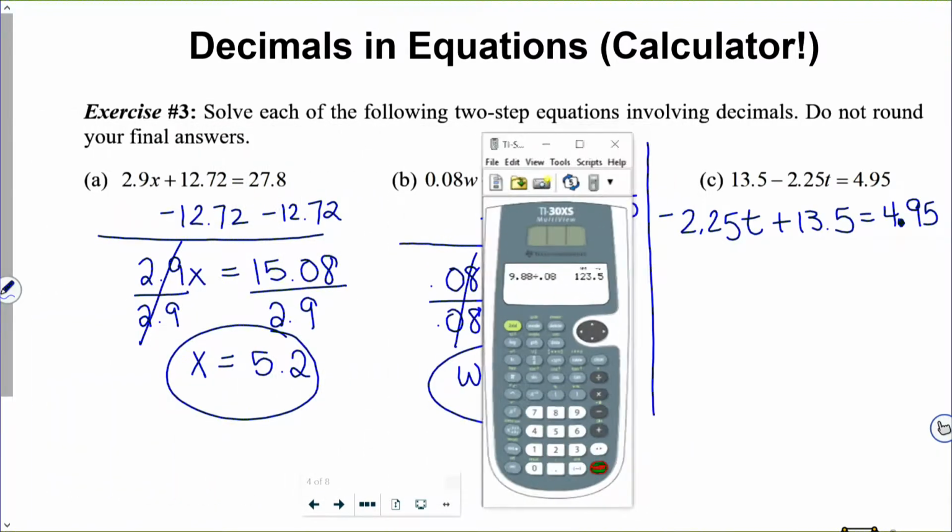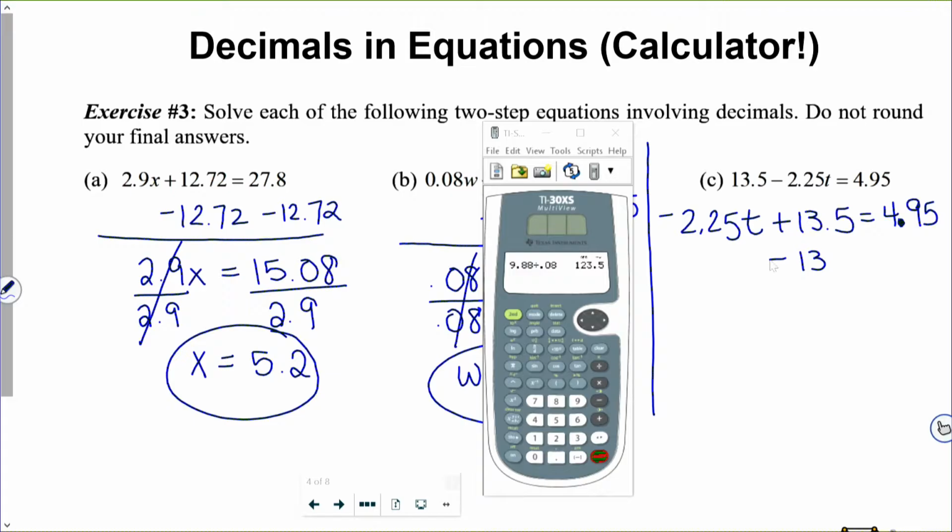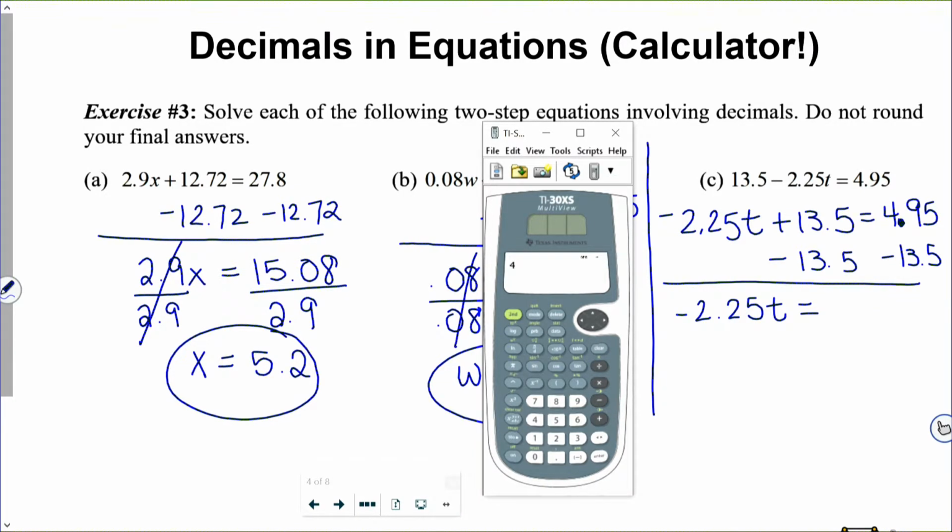I'm going to bring my calculator over here. What I want to do first is subtract 13.5 from both sides. On this side, we're going to be left with negative 2.25t. And on this side, let me clear this out. We're going to have 4.95 minus 13.5. Enter. Not surprisingly, we get a negative number, negative 8.55. We're now going to divide both sides by negative 2.25.